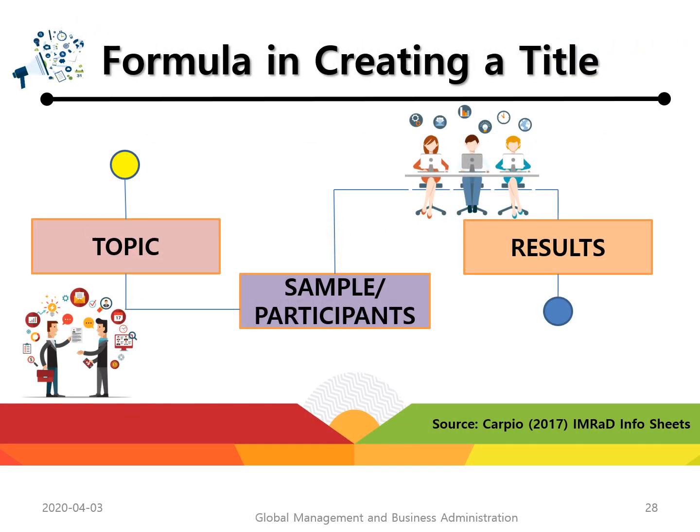Let's try to understand how we are going to formulate a title. Remember, your title is composed of a topic, sample participants, and results. Sometimes your sample participants include your method. This format may come in any order as long as it covers the important structure of the title. It is acceptable.